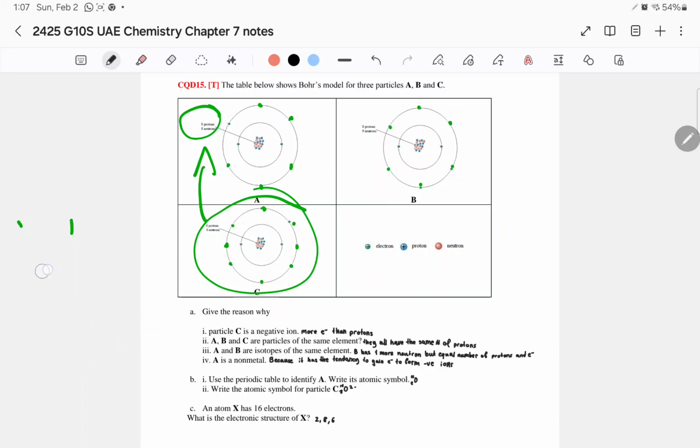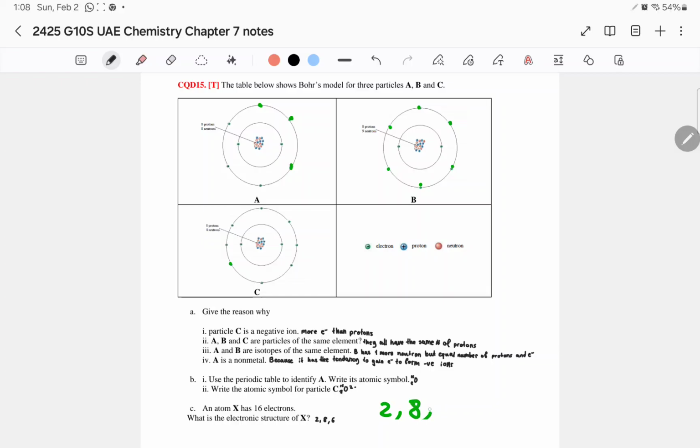Now, an atom has 16 electrons. What's the electronic structure of X? So if it has 16, 2 is the first energy level, 8 is your second, then 2 plus 8 is 10, 16 minus 10, 6 is your third.